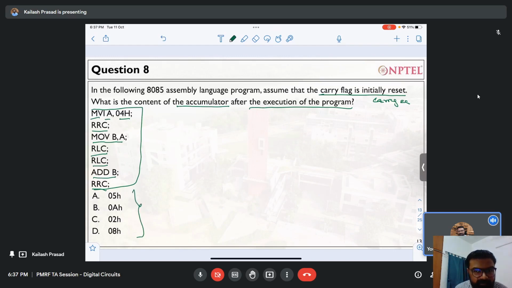I will give you 30 seconds. If you can, just write down and tell me what the answer is. Your time starts now. Please try to get what will be the value in the accumulator.